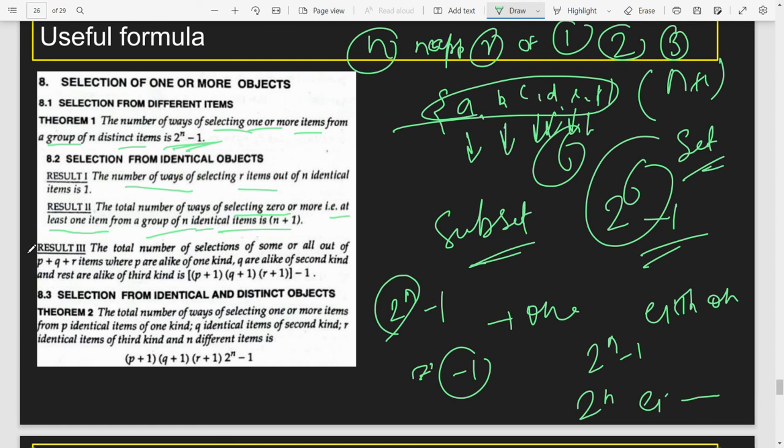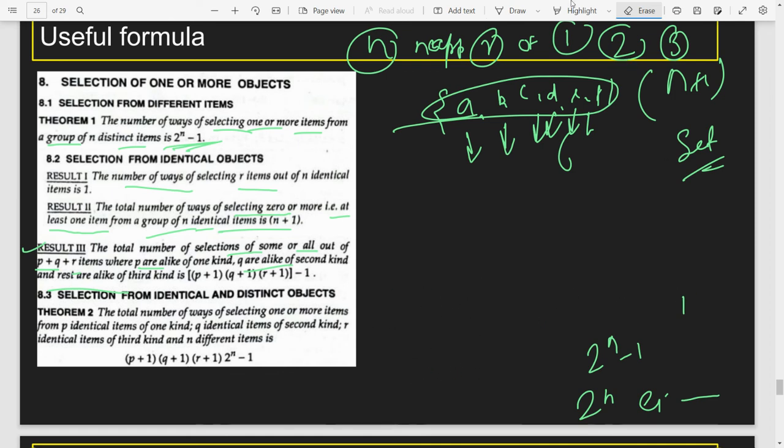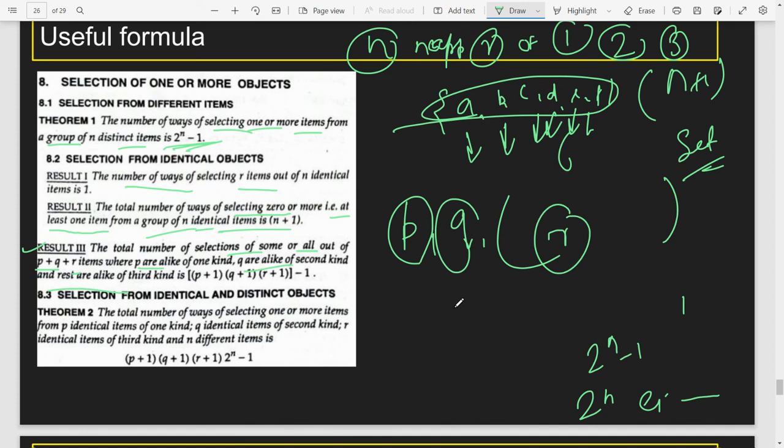The third result is the total number of selections of some or all out of P plus Q plus R items, of which P are alike of one kind, Q are alike of a second kind, and the rest are alike of a third kind. I'm explaining this formula because it is important. You will find some questions on it in the book by R.D. Sharma, but the formula is the more important part. Let's say there are P elements of one kind, Q elements of a second kind, and R elements of a third kind. Out of P, one or more can be selected in P plus one ways, out of Q in Q plus one ways, and out of R in R plus one ways. And obviously we do minus one, because the case where no items are selected at all must be avoided.